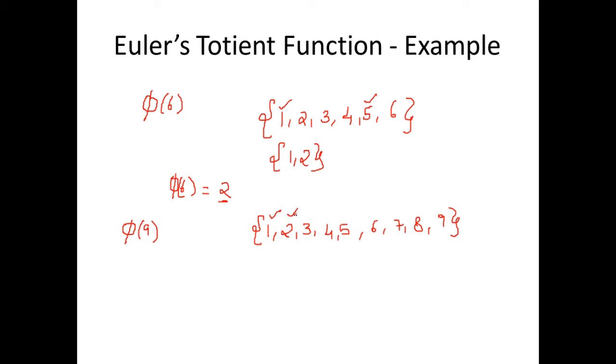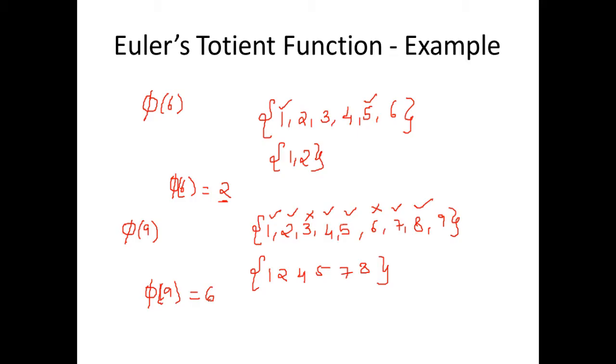2 has a GCD of 1 with 9. 3, no. 4 has a GCD of 1 with 9. And 5 has a GCD of 1 with 9. 6, no. 7 has a GCD of 1 with 9. And 8 has a GCD of 1 with 9. So what are the numbers we have identified here? It is 1, 2, 4, 5, 7, 8. So we have 6 numbers that have a GCD of 1 with 9. So phi of 9, Euler's totient function of 9, should give us the result 6.